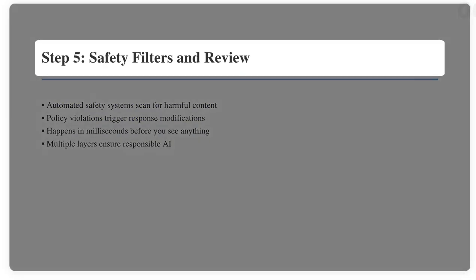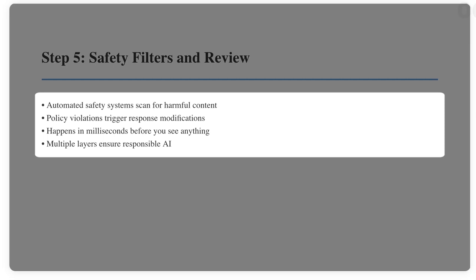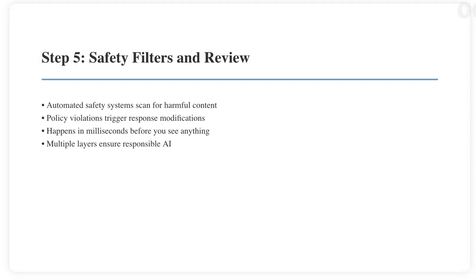Now that we've seen how the AI generates a response, let's look at what happens before it reaches you. Step 5 is all about safety filters and review. As you can see here, automated safety systems scan for harmful content. Think of this as a security checkpoint that happens automatically. When the AI generates a response, it doesn't just go straight to you. First, multiple safety filters check it for any policy violations or potentially harmful content. If anything problematic is detected, the system triggers response modifications. This might mean the AI rephrases something or, in rare cases, declines to answer.